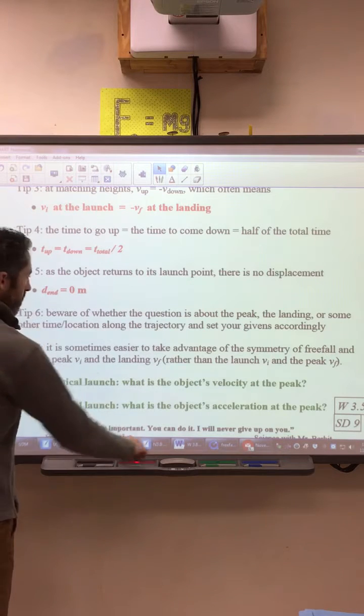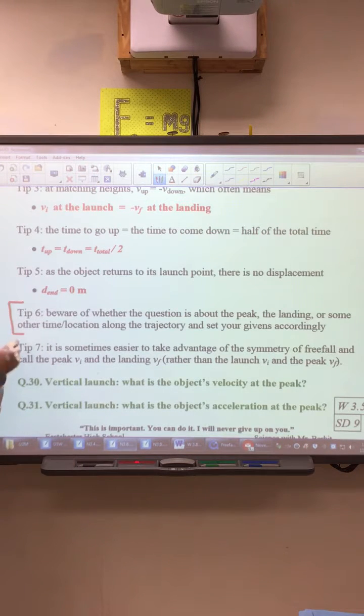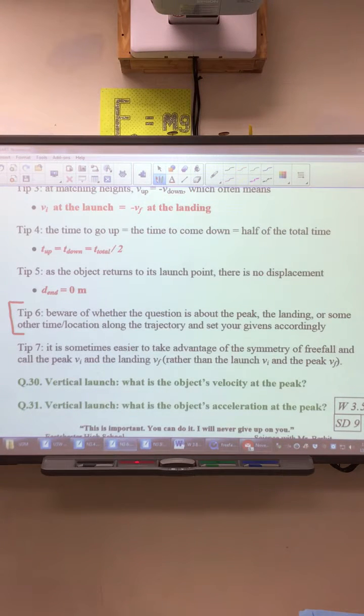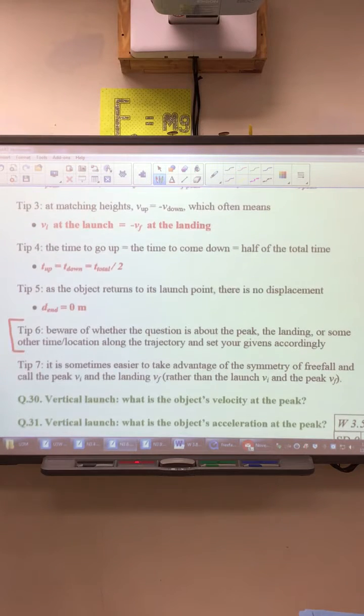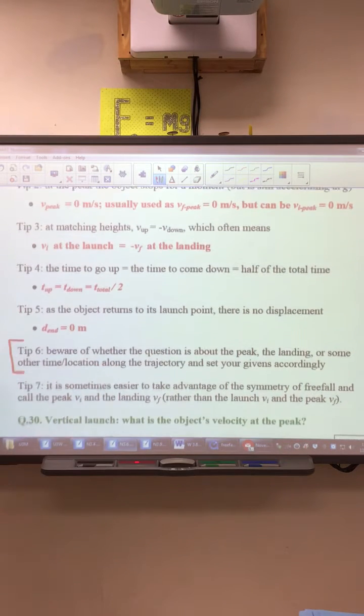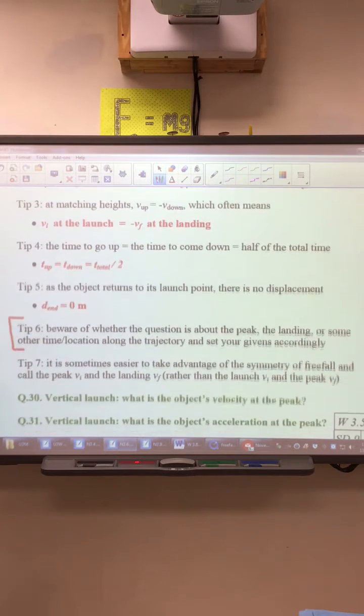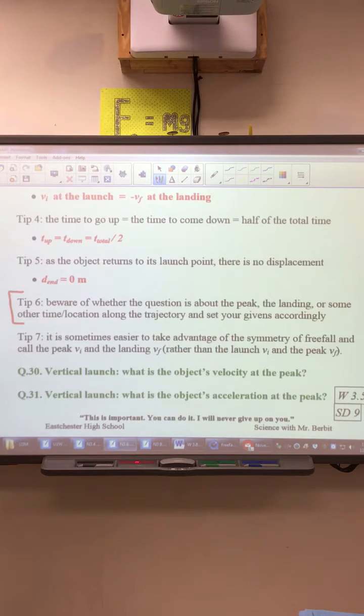Now, though there is nothing to write for tip 6, it is the most important of all. You must look at all this: up, down, end, VI, VF, launch, landing. You must know where in the problem you have to solve and that you have been told. You must know the location within or along the trajectory. All of these, the peak, the end, the launch, they're going to come into play with your questions. So you're good at algebra. You're good at setting up the problems. Now you have to step up that game with the givens, as we mentioned before.